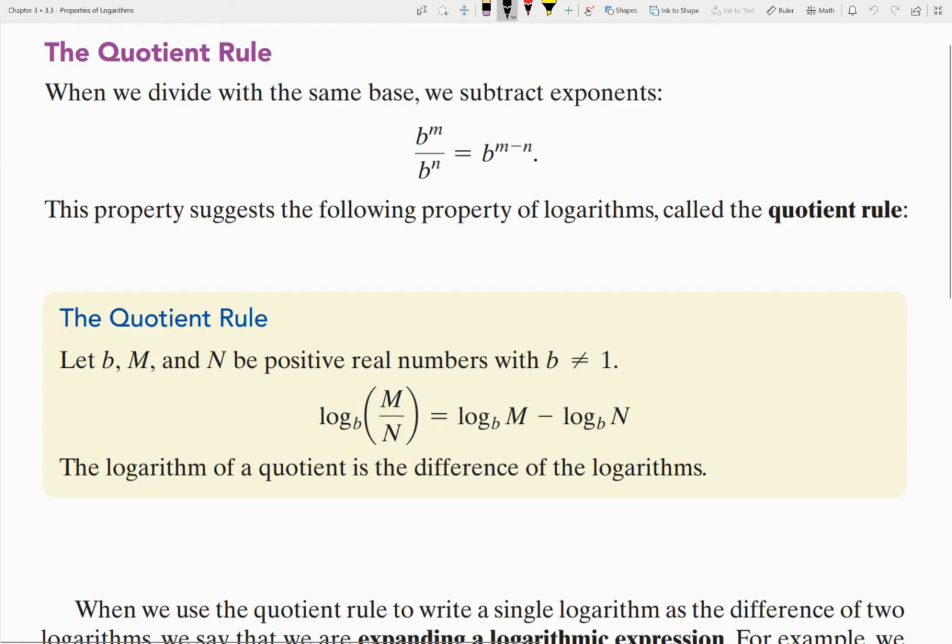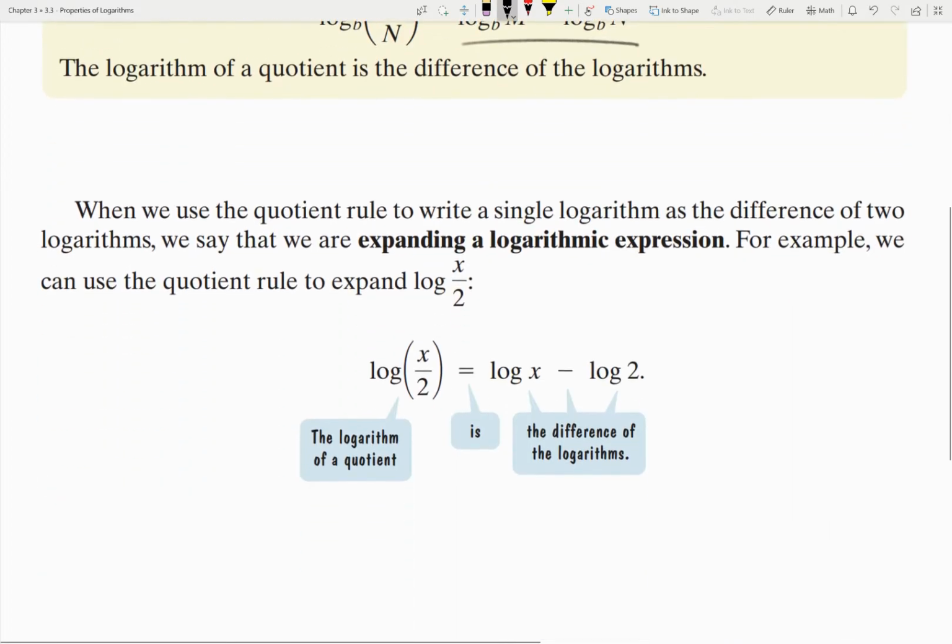Okay, so the quotient rule comes from the same idea that because logarithms are exponents, we can use properties of exponents to pull these logarithms apart. We'll put them together later. But when you divide with the same base, you usually subtract exponents. Therefore, in the quotient rule, when we have the logarithm of a quotient, it's separated into the difference of two logarithms.